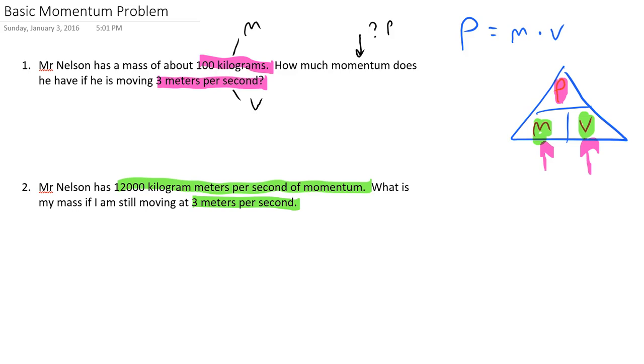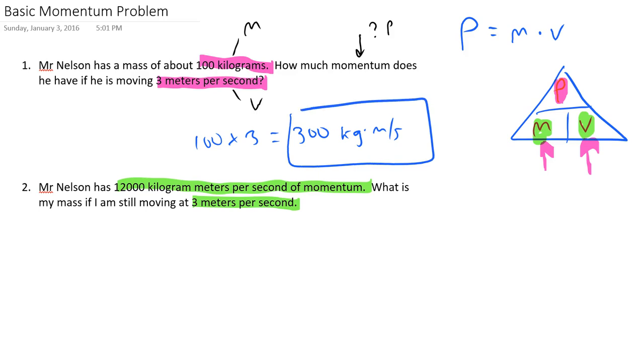So we've got our mass, which is 100, times our velocity, which is 3. 100 times 3 gives me 300 kilogram meters per second worth of momentum. That's my answer for the first one. So, pretty simple so far.